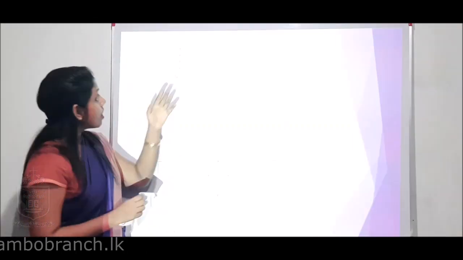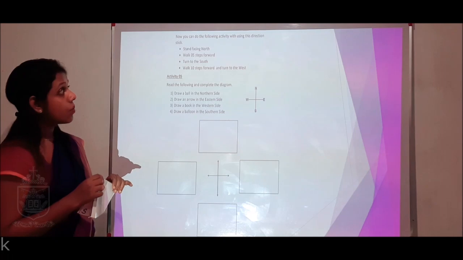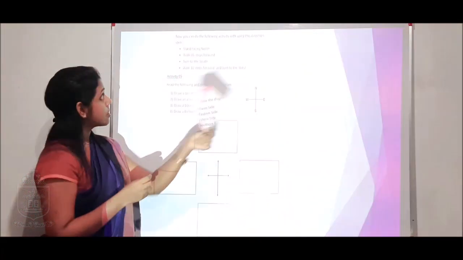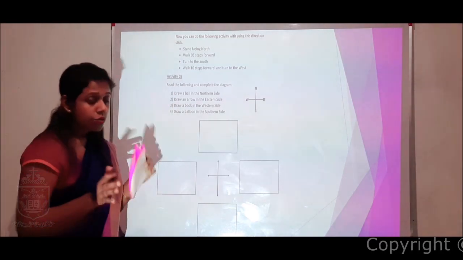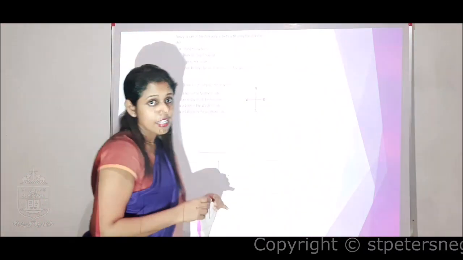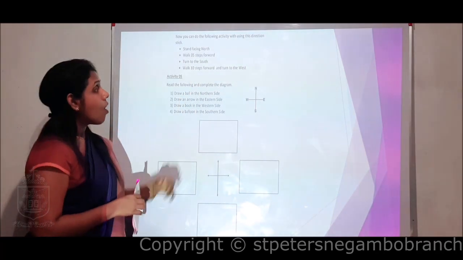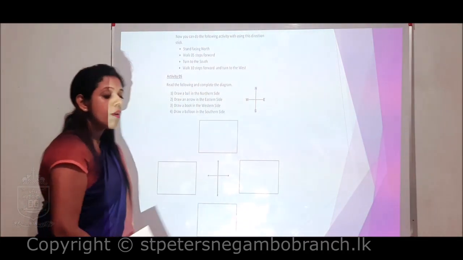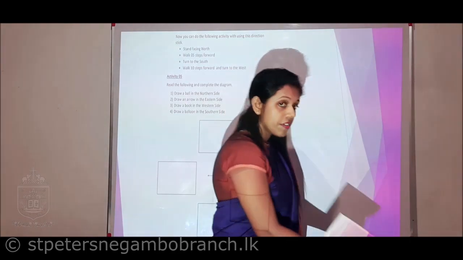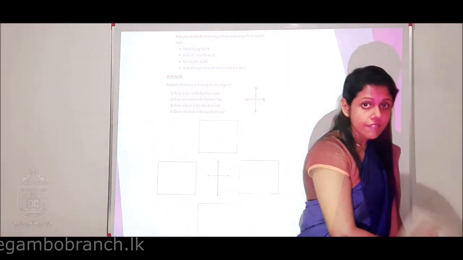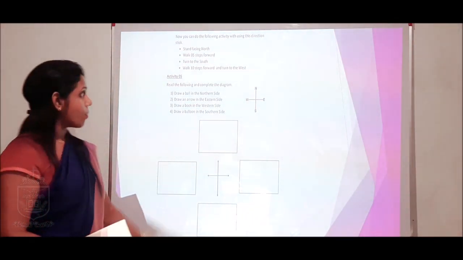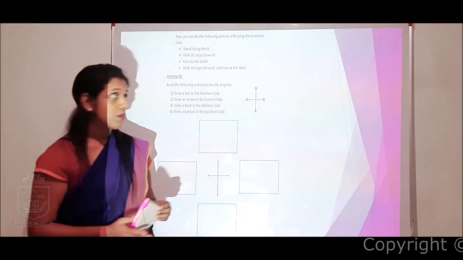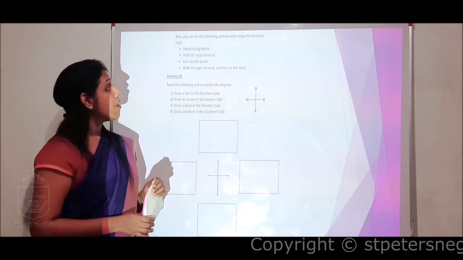So now you can do the following activity using this direction sheet. Stand facing north. Now you can find the north direction easily. Walk 5 steps forward. 1, 2, 3, 4, 5. Like that way you can step 5 steps forward. Turn to the south and walk 10 steps forward and turn to the west direction.